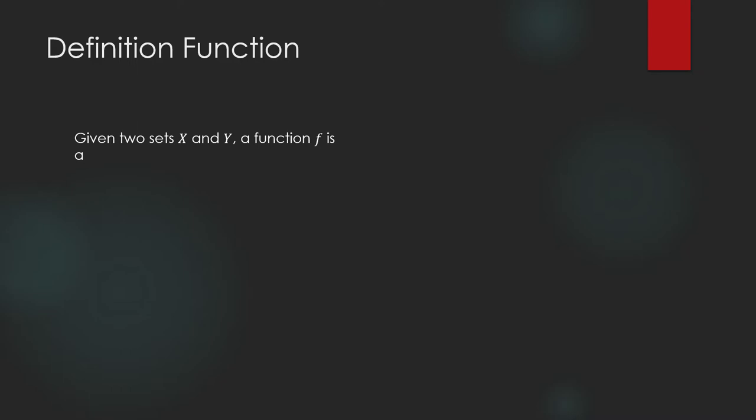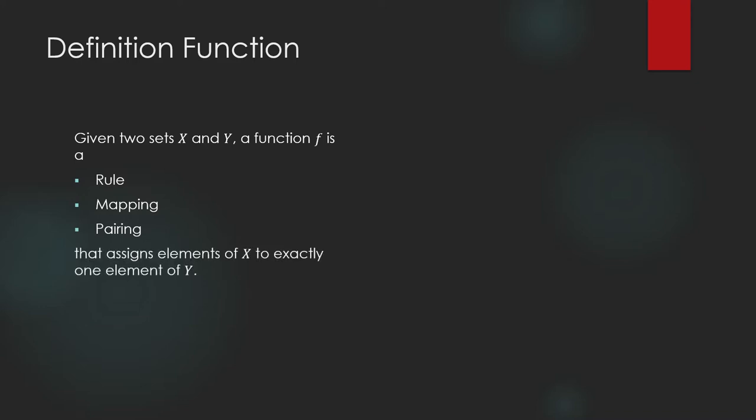Given two sets, x and y, a function f is a rule, a mapping, or a pairing. Okay? So we can look at f in three ways. We can look at it as a rule, as a mapping, or as a pairing that assigns elements of x to exactly one element of y. This pairing produces a set of ordered pairs. And this is how you write the elements of that set, okay?